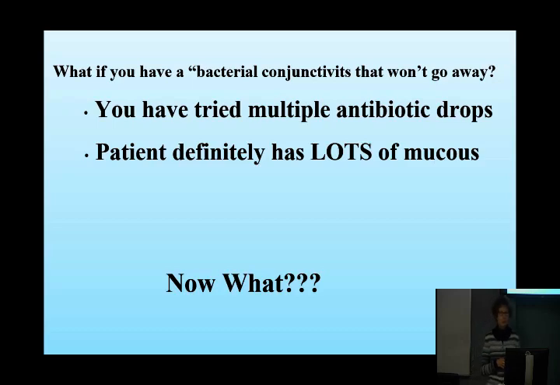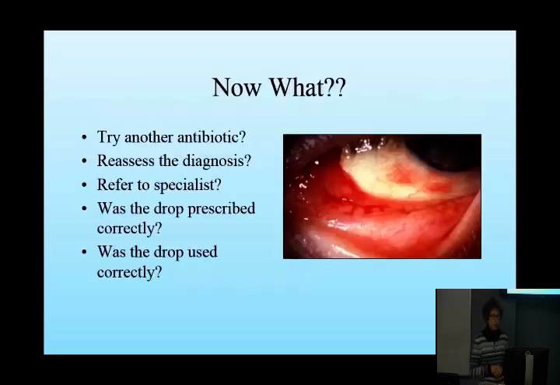So let's say you have a patient that has a bacterial conjunctivitis and it just won't go away. You've tried an antibiotic drop, it didn't seem to work. You put them on another antibiotic drop thinking, maybe that one didn't have full coverage, maybe they're resistant to it. And let's say that patient definitely has lots of mucus, all the hallmark signs of a bacterial conjunctivitis. What do you do? Yes, you can try another antibiotic.